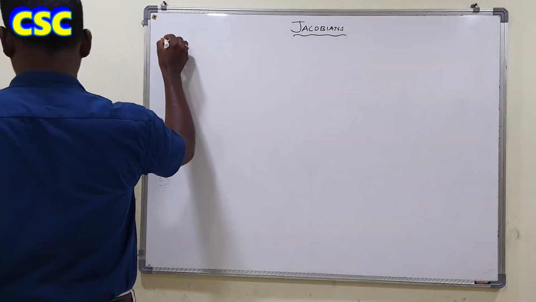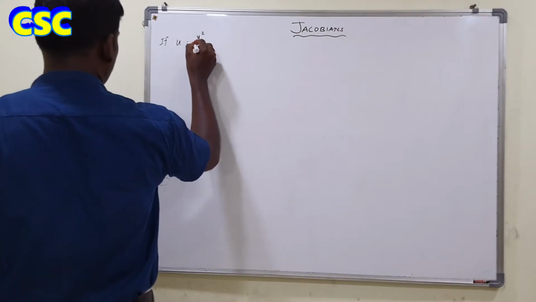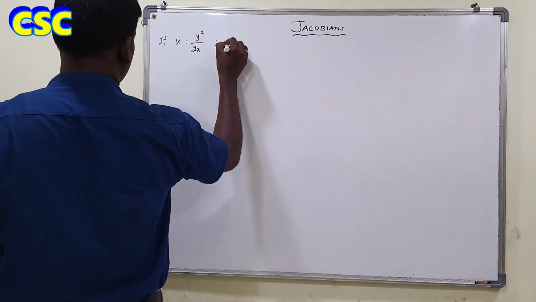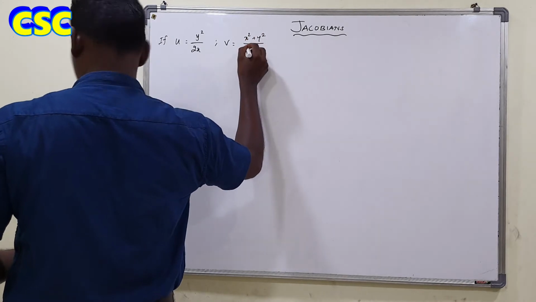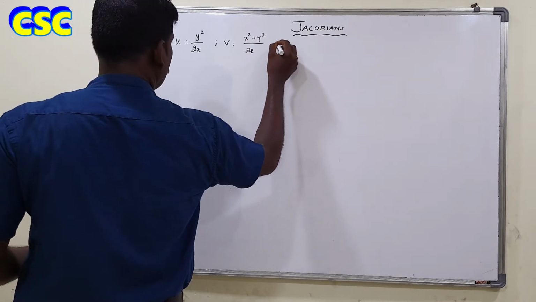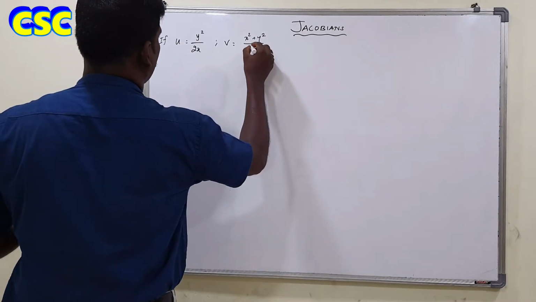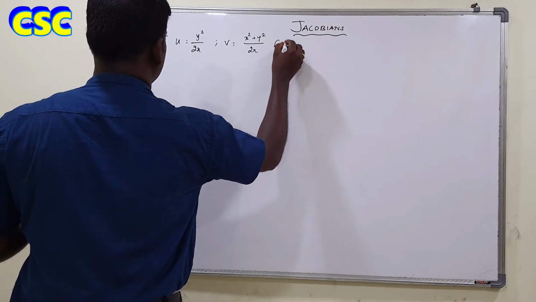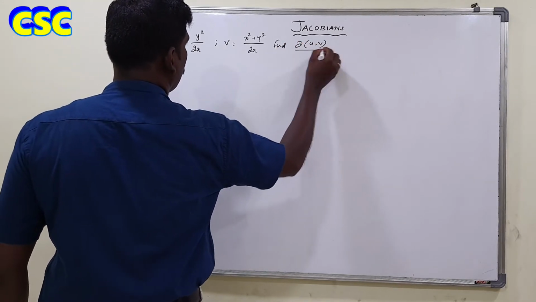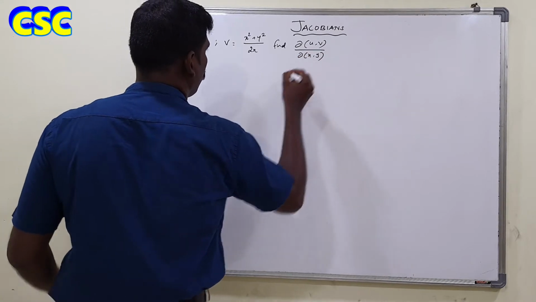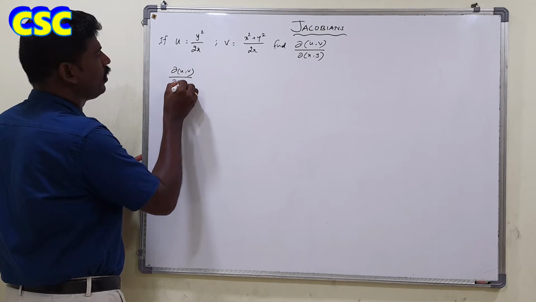If u is equal to y square by 2x and v is equal to x square plus y square by 2x, find dou of u comma v with respect to dou of x comma y. So dou of u comma v with respect to dou of x comma y.